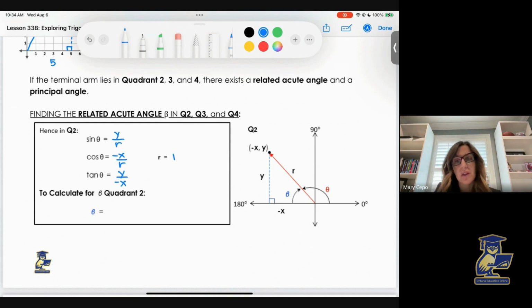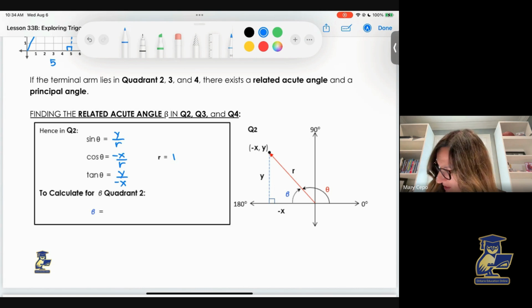If we wanted that related acute angle, we know that the full angle from quadrant 1 to quadrant 2 would be 180 degrees, but that difference from our principal angle is what the related acute angle value would be.